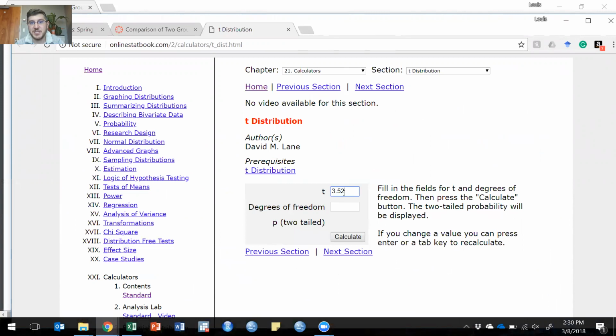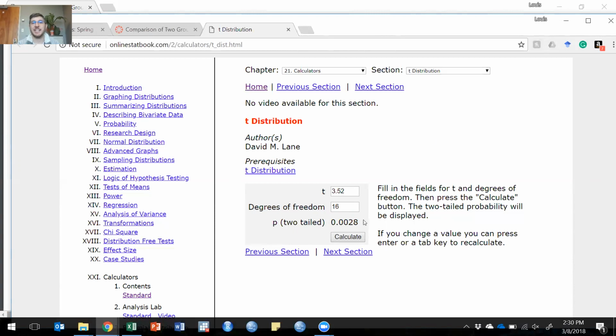3.52. And then we have to give the degrees of freedom for this test. The degrees of freedom for the independent samples t-test is the sample size minus 2. There were 9 people in each group, that'd be 18. Subtract 2 from that, we get 16. We get a p-value of 0.0028.